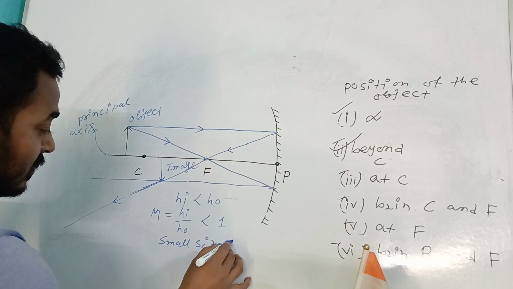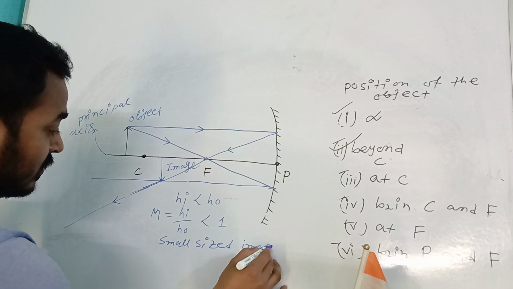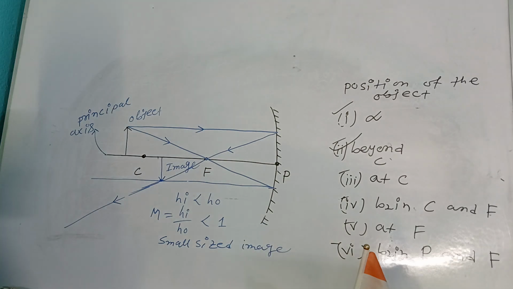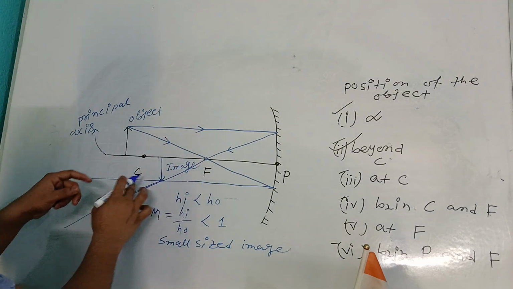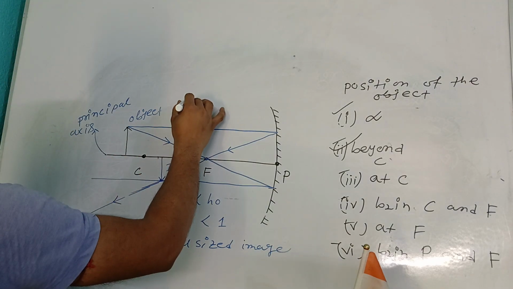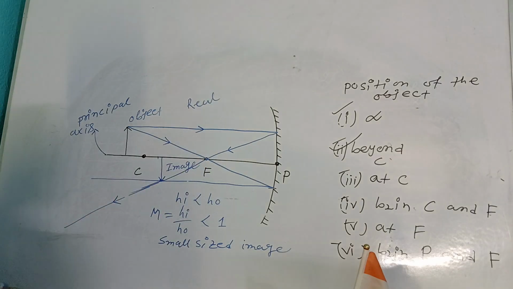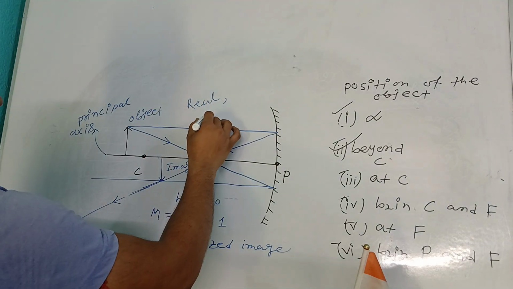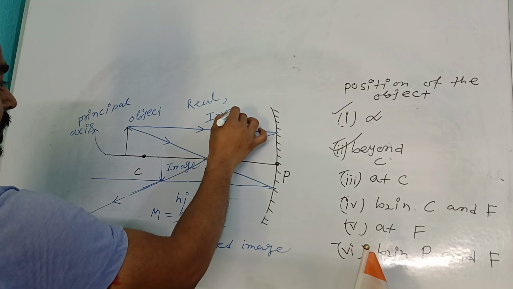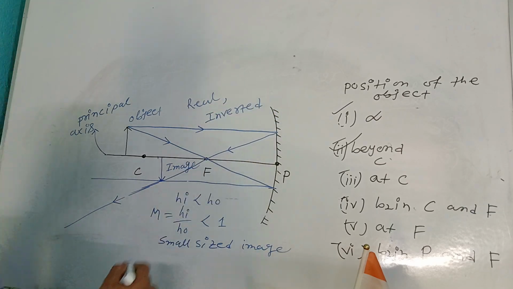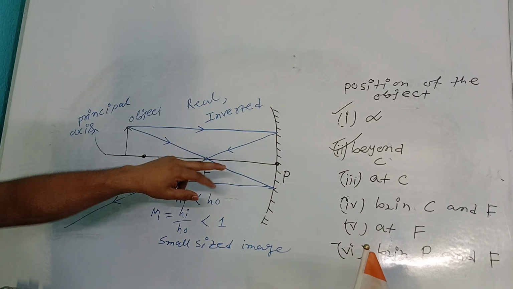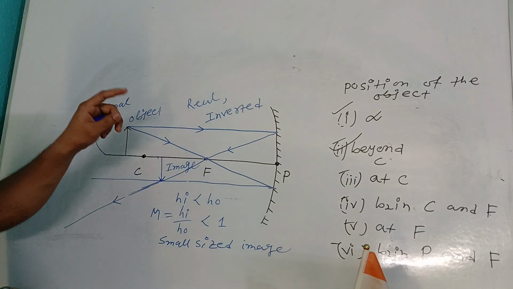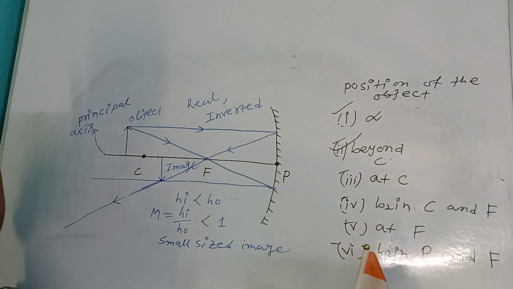Small sized image. Real or virtual? See, they are intersecting, so it is a real image. As a real image, it is always inverted. As a small sized image. Okay, it is real, inverted, small sized. Real, inverted, small sized. Clear?